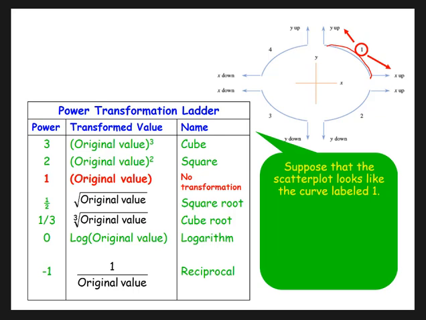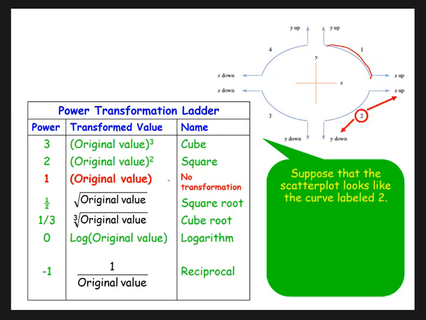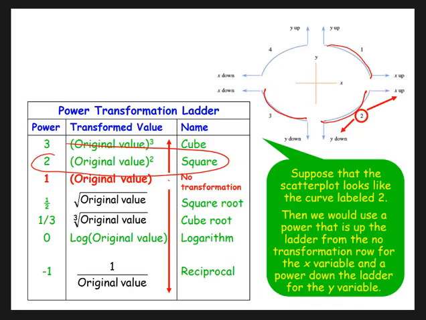That would be no transformation. What about if it looks like the curve labeled 2, that type of curve? Well, that would probably be best to use x squared. If it looked like 3 here, then it would be best to use either cubic or cube root, and so on. Again, we're not going to get into a lot of those transformations in this course. But the software will do a lot of that for us.